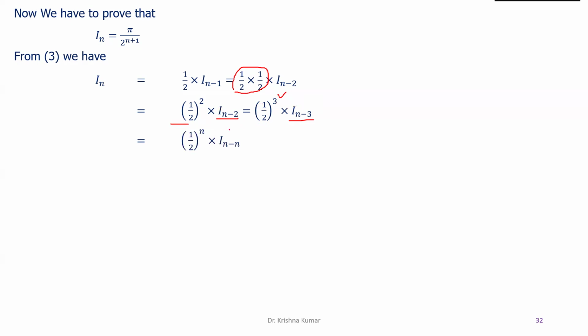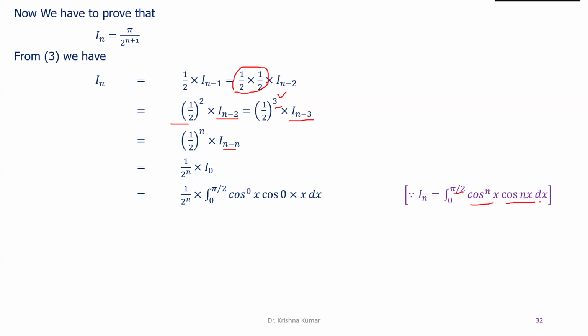If we use this reduction formula continuously, then the nth term will be 1 by 2 to the power n into I n minus n, and I n minus n is nothing but I0. And what is I0? We know that In is equal to the integration under the limit 0 to pi by 2 of cos to the power n x cos nx dx. So if you put n equal to 0 over here, we have cos to the power 0x into cos 0. Cos 0 is 1, and cos to the power 0 is again 1.